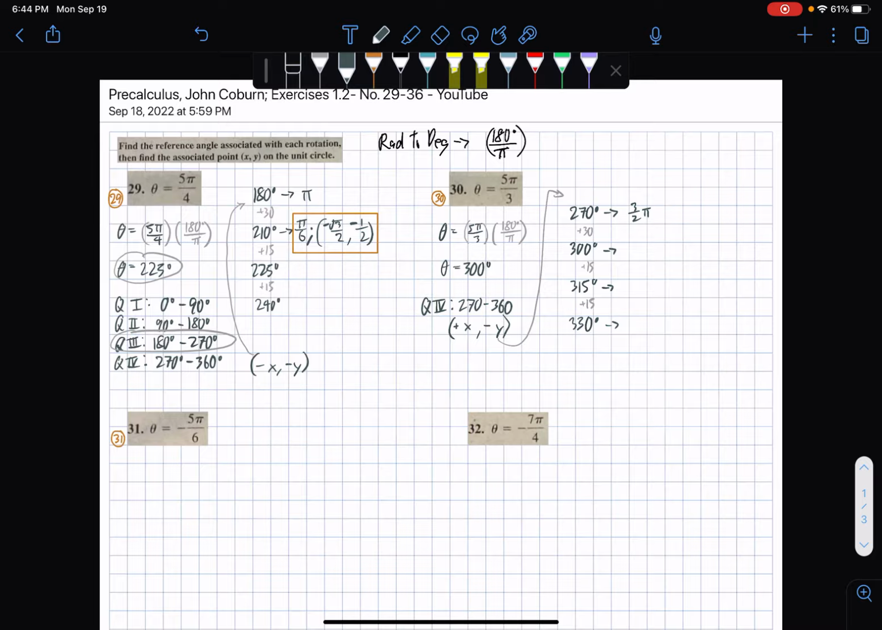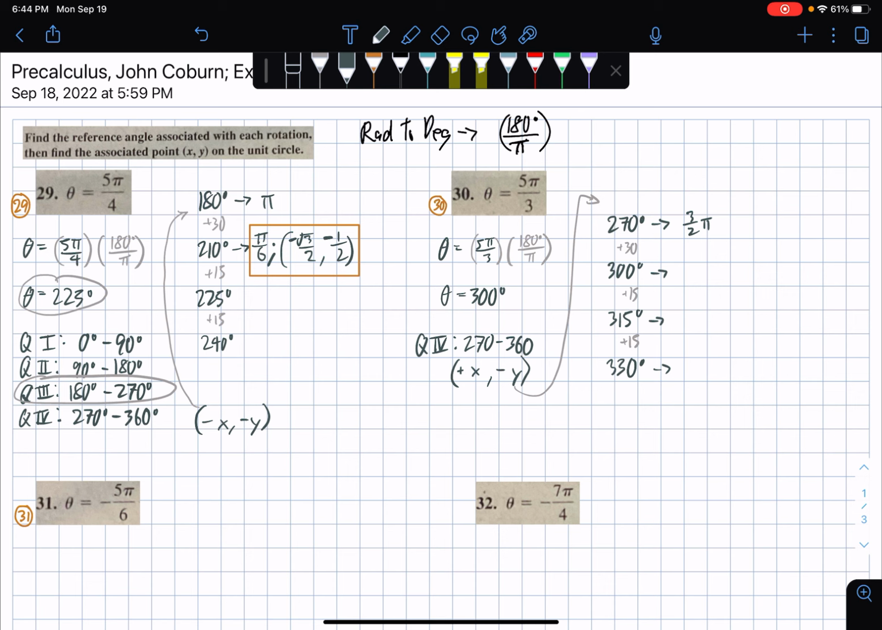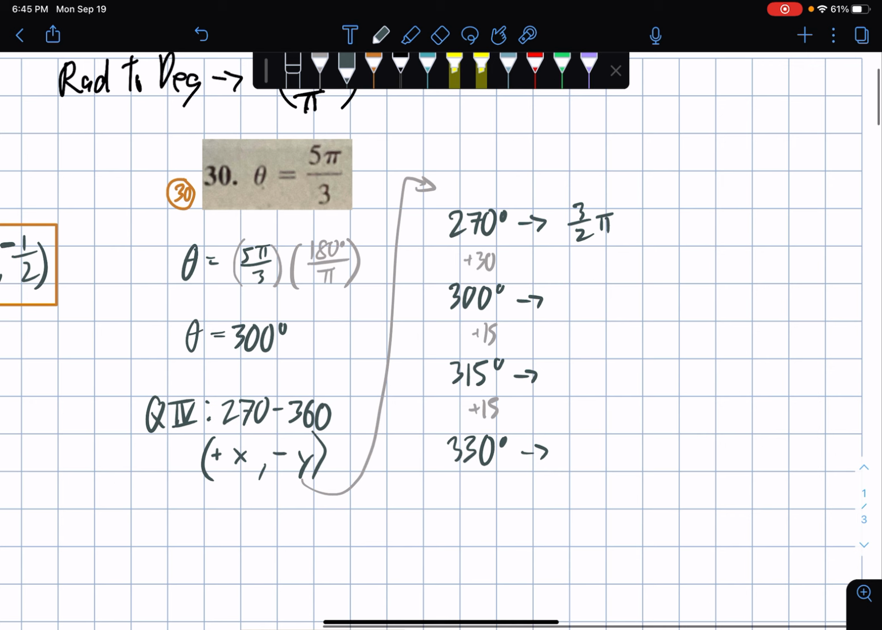By the way, I'm sorry if I'm pretty fast in discussing how these questions are to be answered. I'm already assuming that you familiarized yourself with the unit circle, so you can keep up with my pace.